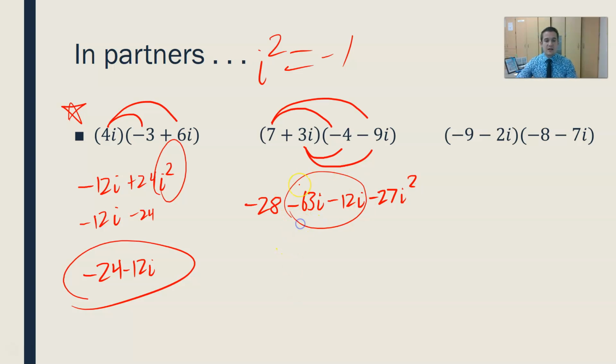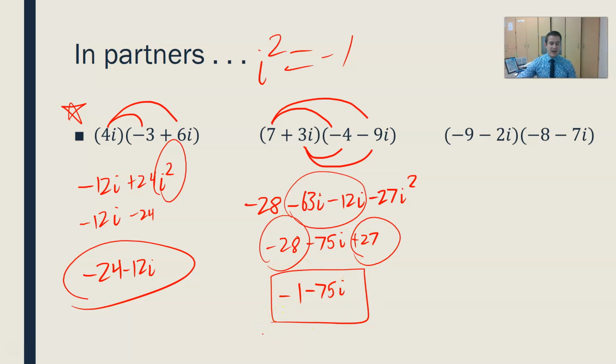Okay, well, I can combine these middle two together. Negative 63 minus 12 is negative 75i. And then negative 27i squared is really negative 27 times negative 1. Well, negative 27 times negative 1 is really positive 27. And now I can combine together negative 28 and positive 27. Negative 28 plus 27 is a negative 1. And then my minus 75i. Negative 1 minus 75i. That would be my final answer there.